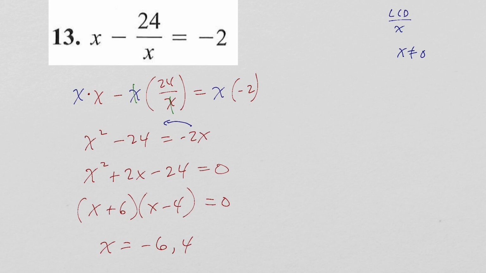Now before I circle this, I'm going to go back and remind myself that x cannot be equal to 0. None of those are zeros, so I circle my answer.